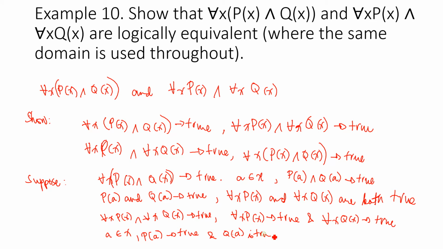Because p of x and q of x are both true for all elements in the domain, there is no conflict using the same value of a here. It follows that for all a, p of a and q of a is true. So it follows that for all x, p of x and q of x is true. We can now conclude that the two statements are equivalent.